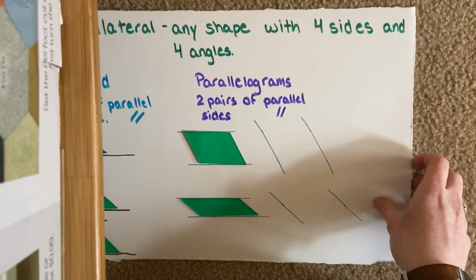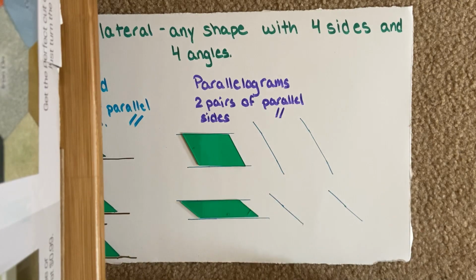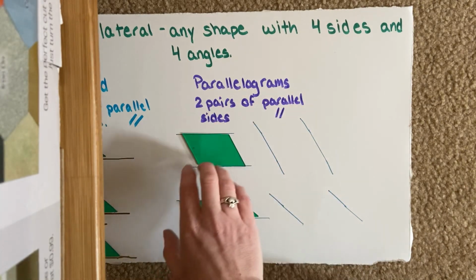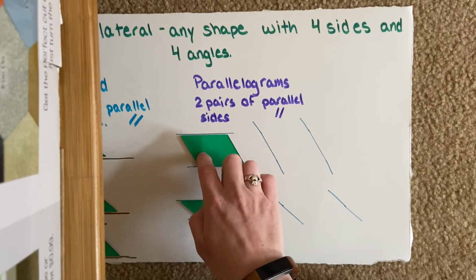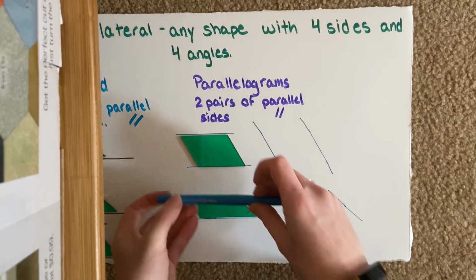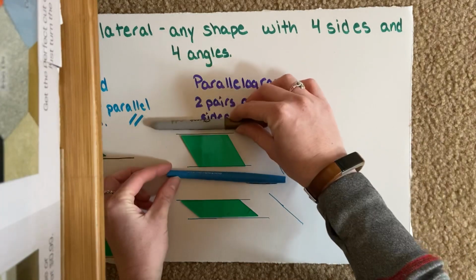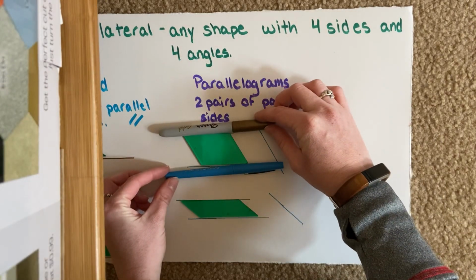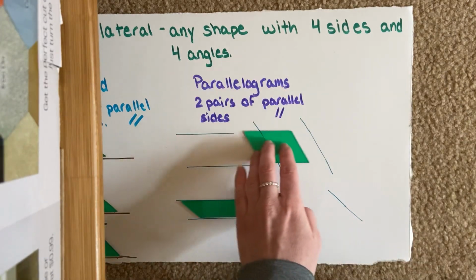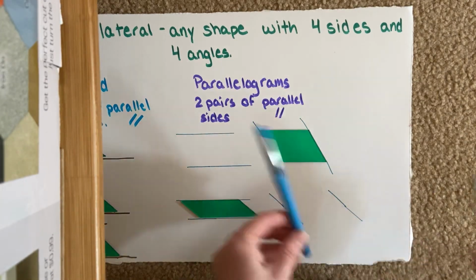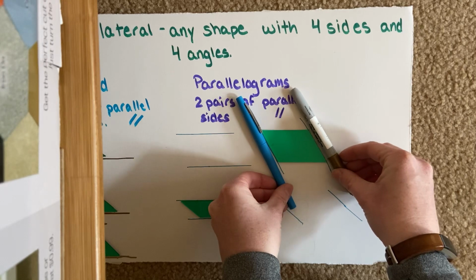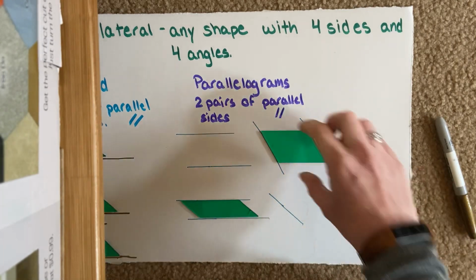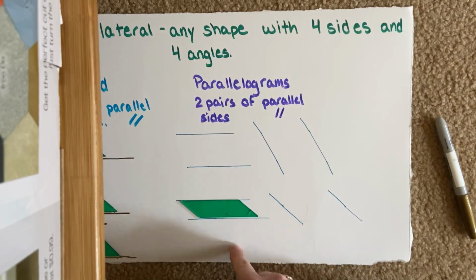Our next shape is our parallelogram. Parallelograms are shapes that have 2 pairs of parallel sides. So you can see in this top parallelogram, the top and bottom will continue on forever, never crossing. And then I move it over here, and the sides will continue on forever, never crossing, which makes that a parallelogram.